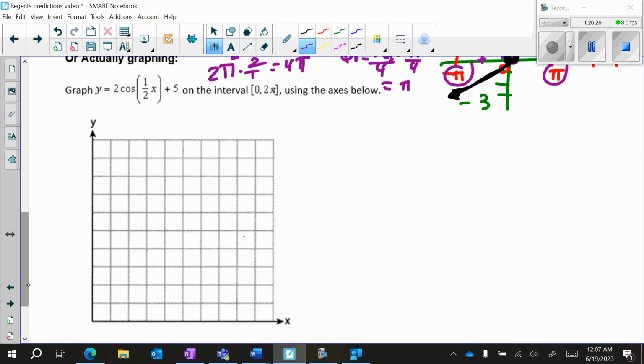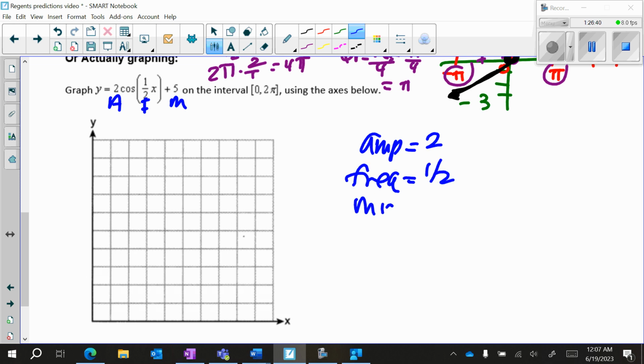Now, if they do ask you to graph, this will probably be 4 points. So I recommend that you write the amplitude, frequency, midline on the side and list everything you know. The amplitude is 2, the frequency is 1/2, the midline is y equals 5. Then I would go to your grid and I would just, with pencil, please graph in pencil, I would number. Remember, you have to show a scale, very important.